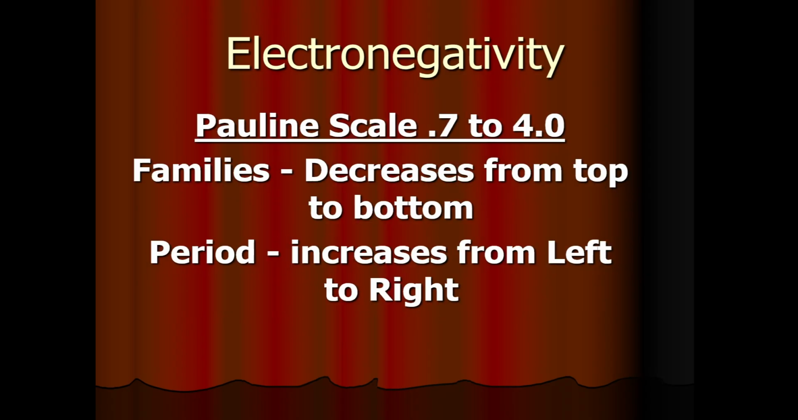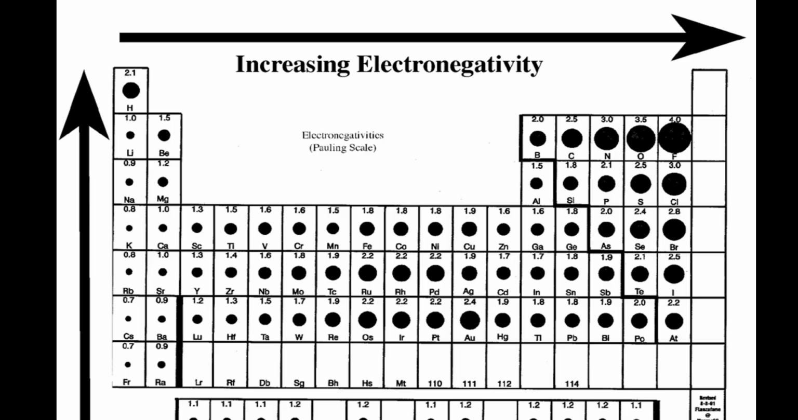Since the scale measures electronegativity, it follows the same pattern that we discussed earlier. For a family or group, it decreases from top to bottom, and for a period or series, it increases from left to right. This is a periodic table that includes the numerical Pauling scale of electronegativity and shows both the rating and the order in which it increases as we move up and down the table.